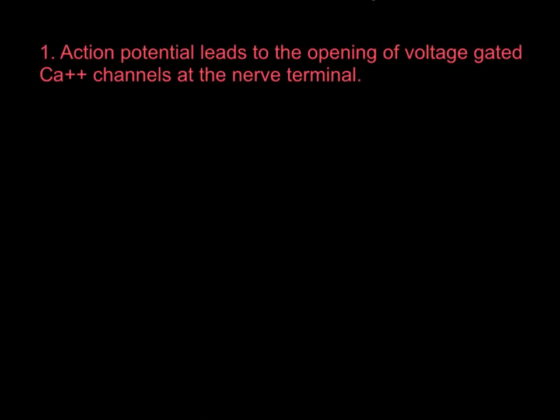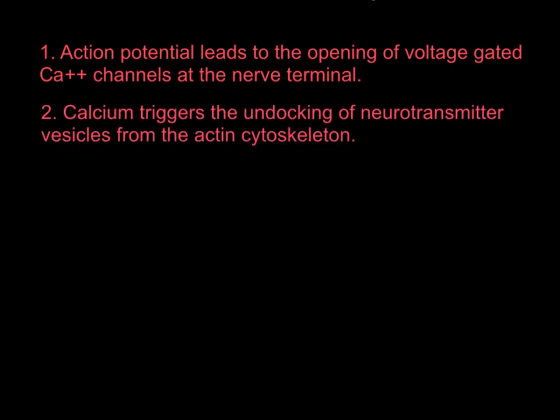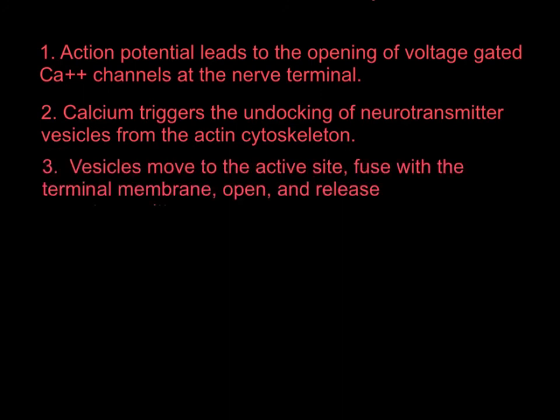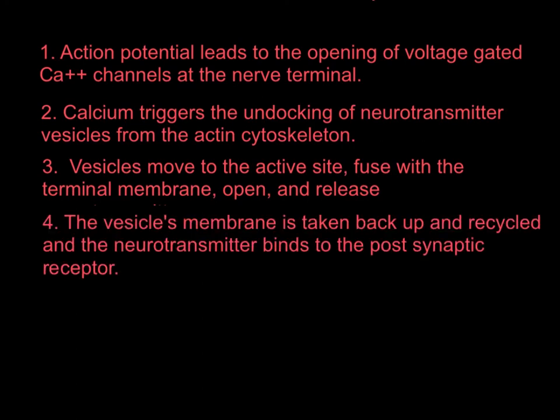To sum up, 1. We have the action potential that leads to the opening of voltage-gated calcium channels at the nerve terminal. 2. Calcium triggers the undocking of the neurotransmitter vesicles from the actin cytoskeleton. 3. The vesicles move to the active site. They fuse with the terminal membrane, open, and release their contents. 4. The vesicle's membrane is taken back up and recycled, and the neurotransmitter binds to the postsynaptic receptor.